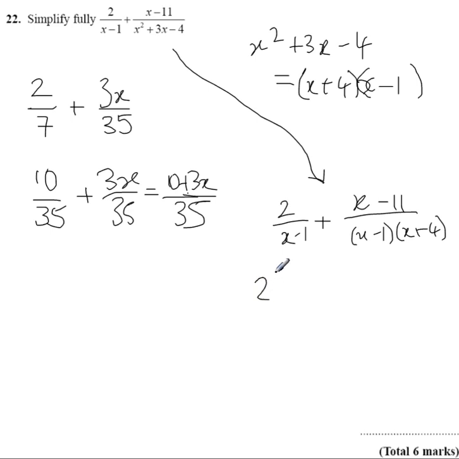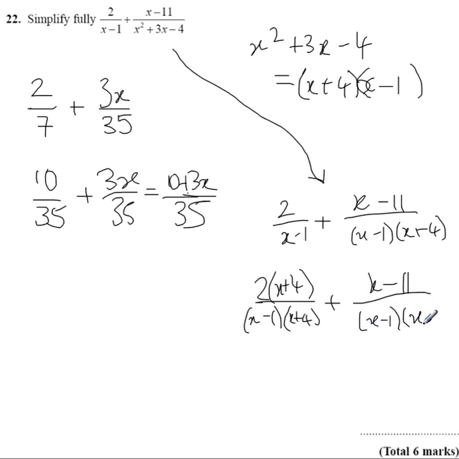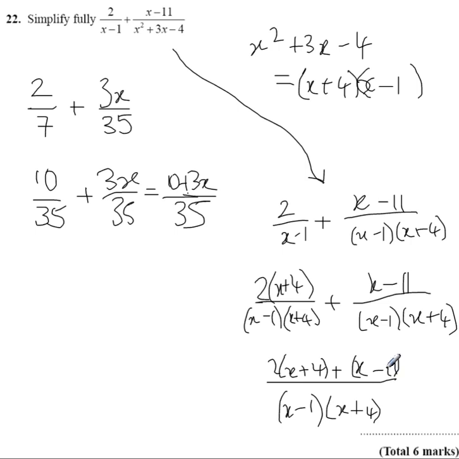So this fraction becomes 2 times x plus 4 over x minus 1 times x plus 4. And to that we're going to add x minus 11. And as we did with the 7s and 35s, once we had the same denominator, we could just make that equal to one big thing. There's going to be a bit of messy working out, apologies. So we can just combine the top over the denominator, and we get 2 lots of x plus 4 plus x minus 11. I'll put that in brackets because if it said minus, we'd have to remember to make it minus x plus 11, but that would be a rather nasty question. Now, 2 times x plus 4 is 2x plus 8. If we add x, we get 3x plus 8. If we subtract 11, we get 3x minus 3.